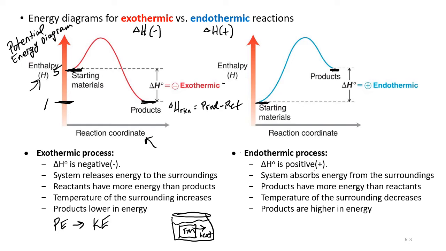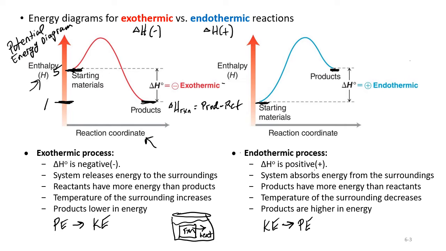So for this type of reaction, we're converting kinetic energy from the surroundings to potential energy that's stored in the bonds. The system absorbs energy from the surroundings. Products have more energy than the reactants. The temperature of the surroundings decreases, and the products, again, are higher in energy.